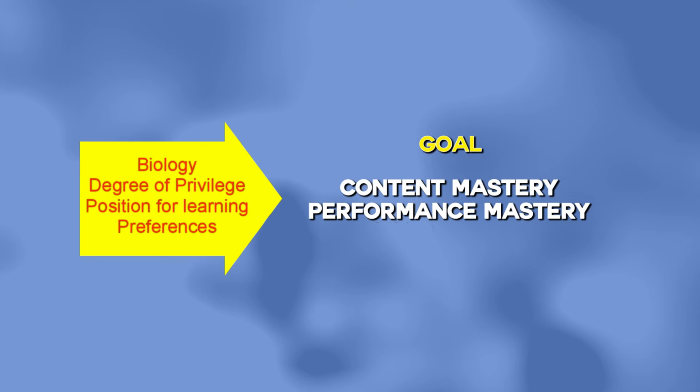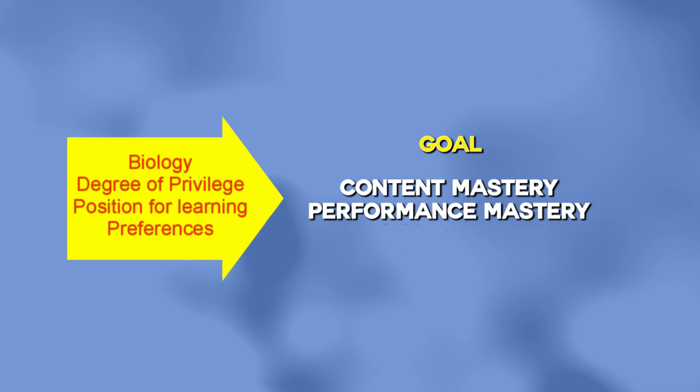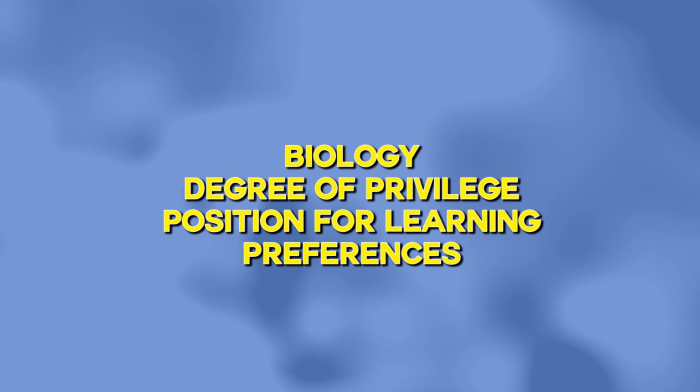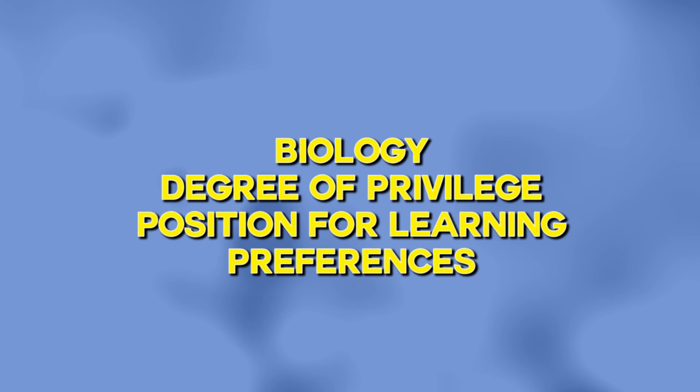Now, all of these, our goal is content mastery and performance mastery. We want them to learn all the knowledge and skills that we want them to learn. We want them to perform according to the standards. And if we want them to do so, we should consider all four of the variances: biology, degree of privilege, position for learning, as well as their different preferences. In a differentiated classroom, teachers would want to maximize how they can actually address these subtle differences in order to make their students understand their lessons better. This is differentiated instruction.